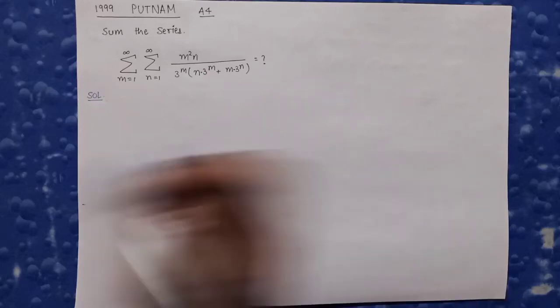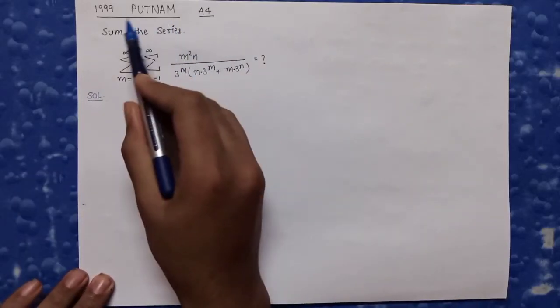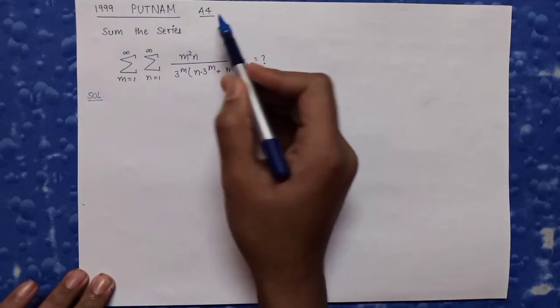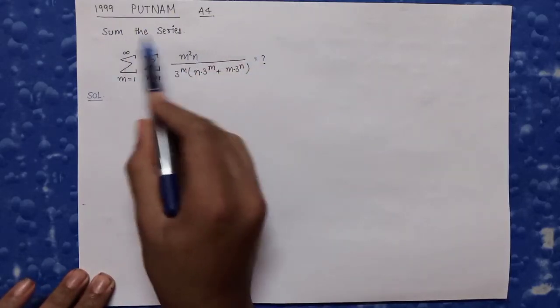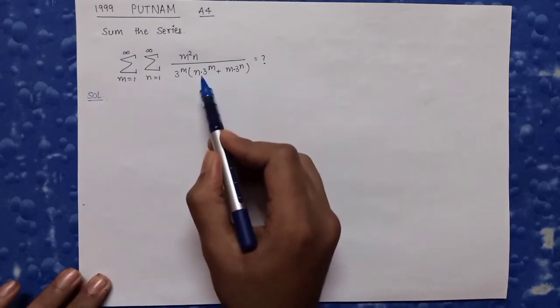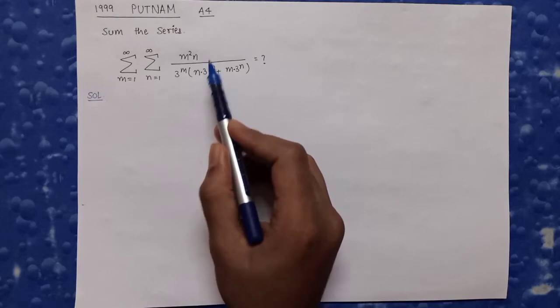Hello guys, today we are going to solve a Putnam problem which was asked in 1999, problem A4 in that question paper. The question asked for the sum of a series. The series was a double sigma series containing two variables, and we had to evaluate this summation.